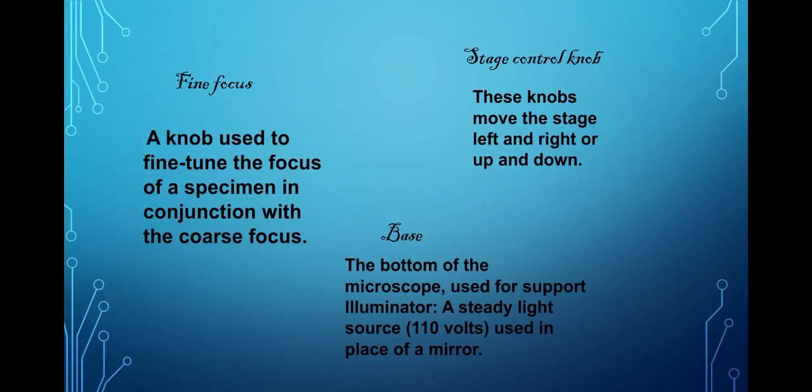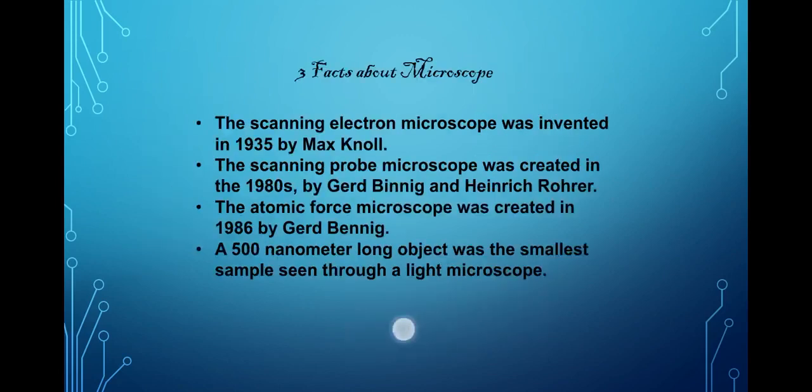Next is the base. The base is the bottom of the microscope, and it is used to support the illuminator, a steady light source of 110 volts used in place of a mirror. And the last is the stage control knob. These knobs move the stage left and right or up and down.